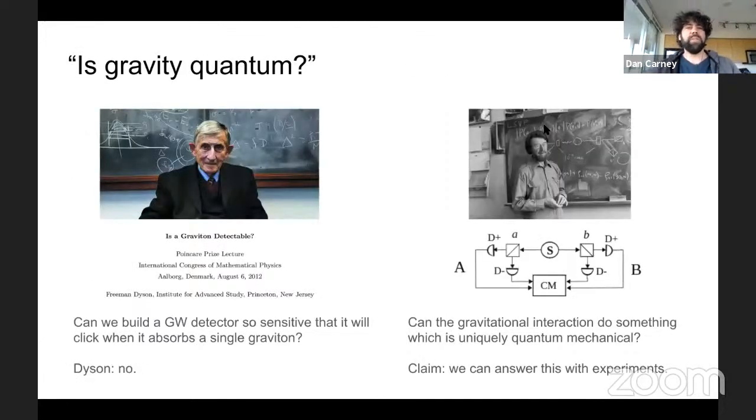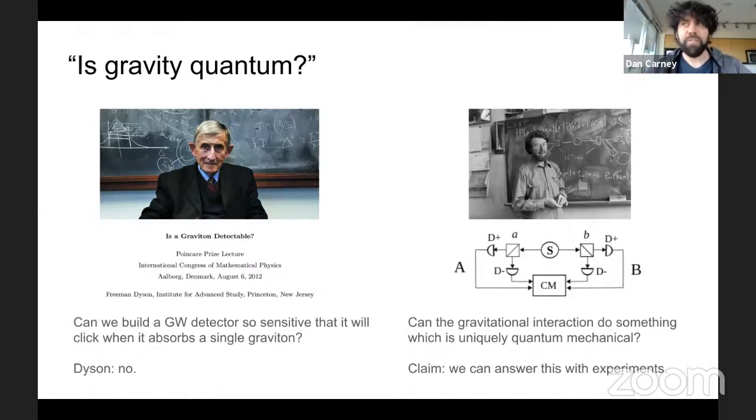So this slide is like my personal history into this question. Is gravity quantum? This is the question I'm really going to focus on. I started thinking this way at the end of my graduate school career, because Freeman Dyson wrote this great paper titled "Is a Graviton Detectable?" I thought, this is such a nice question. Can I even know that the graviton exists in a very direct sense? Just find one. And Dyson's answer to this question is no, you cannot detect a graviton.